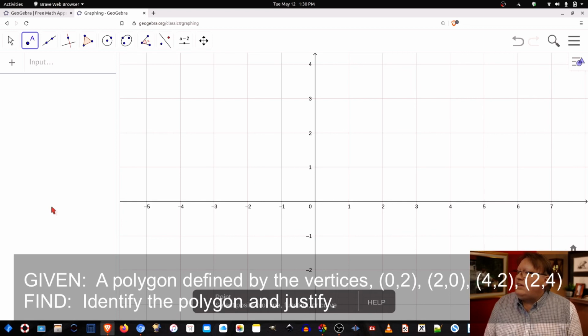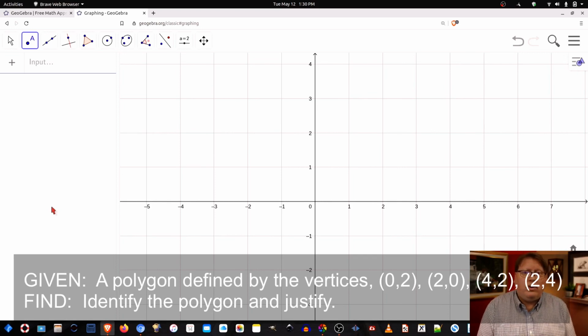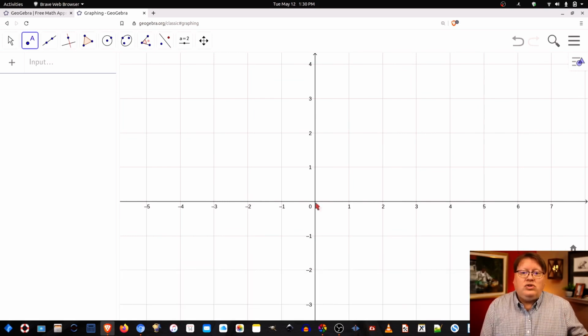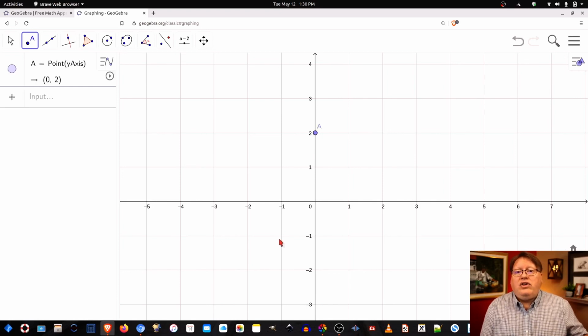the 4 points 0, 2. So we have a polygon defined by the vertices 0, 2, 2, 0, 4, 2, and 2, 4. Okay? So if we plot these points, our first point is 0, 2. So I'm going to go to 0 on X. I'm going to go up to 2. And there you have it.